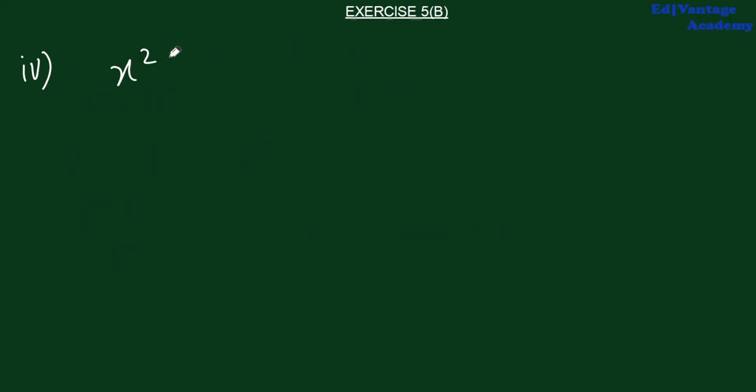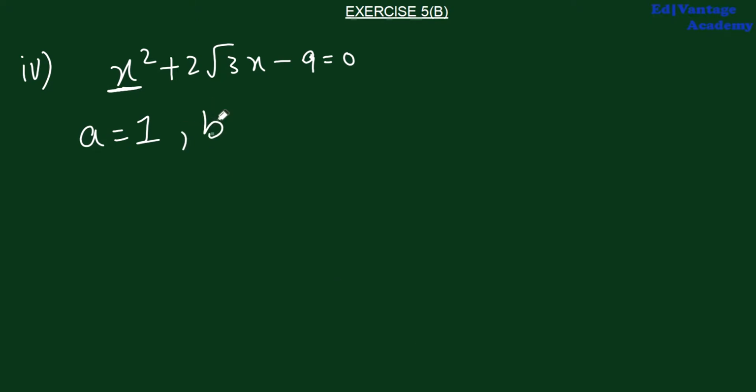The fourth one is x square plus 2 root 3x minus 9 is equal to 0. Here a, what is in front of x square? When nothing is shown in front of x square, it means it's 1, because a means the coefficient of x square. So a is 1, b is 2 root 3, and c is minus 9.